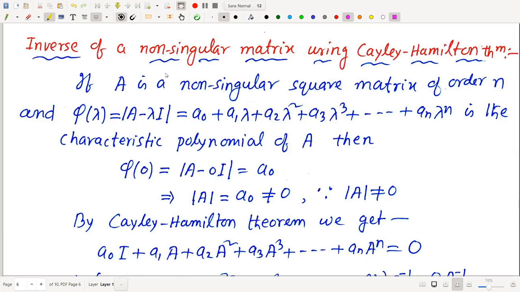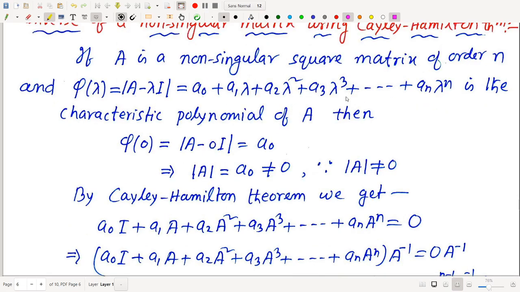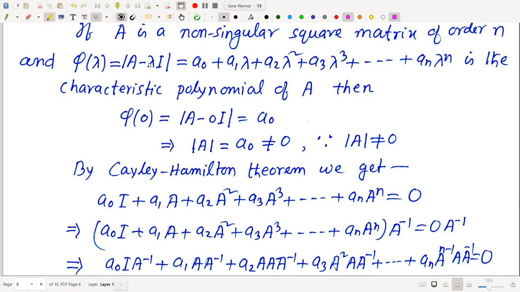Okay. Now, the inverse of a non-singular square matrix using the Cayley-Hamilton theorem. If A is a non-singular square matrix of order n and phi lambda equal to the determinant of A minus lambda I equals A0 plus A1 lambda plus A2 lambda square plus dot dot dot plus An lambda to the power N is the characteristic polynomial of A, then phi 0, let us put lambda equal to 0, phi 0 equals determinant of A minus 0I. 0I means 0 into I; when you multiply the unit matrix by 0, all elements will be 0, so it will be the null matrix, capital O. So A minus capital O is again A, so it will be just the determinant of A, equal to A naught, since here lambda is 0.